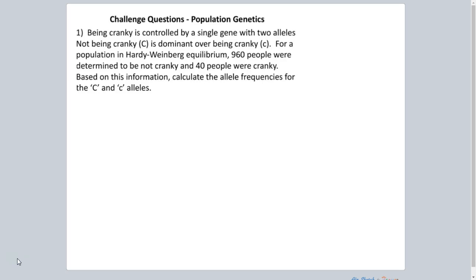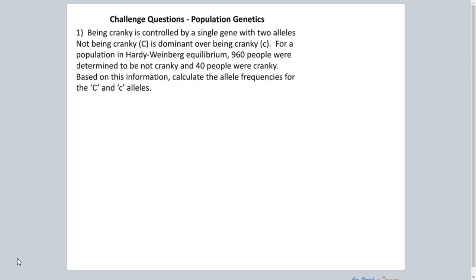Being cranky is controlled by a single gene with 2 alleles, and not being cranky is dominant over being cranky. Well, I can't say that's true from my own personal experience. I always thought of myself as heterozygously cranky, but we'll believe the question and say that cranky is recessive. For a population in Hardy-Weinberg equilibrium, 960 people were determined to be not cranky, and 40 people were cranky. Based on this information, and only this information, calculate the allele frequencies for the dominant and recessive C alleles.